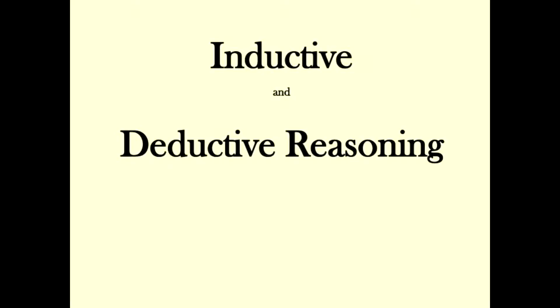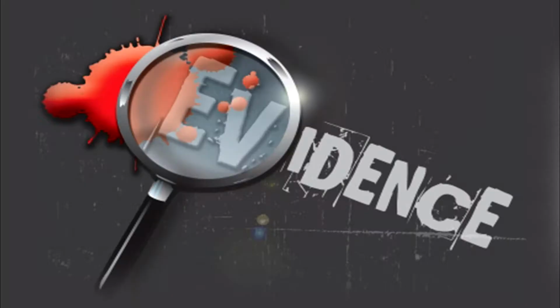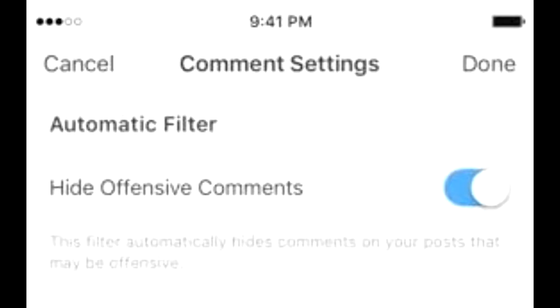Inductive and deductive reasoning can be objectionable at times. People try their best to provide evidence to support their statements and argue their way to victory, but this can lead to offensive comments and unpleasant accusations.